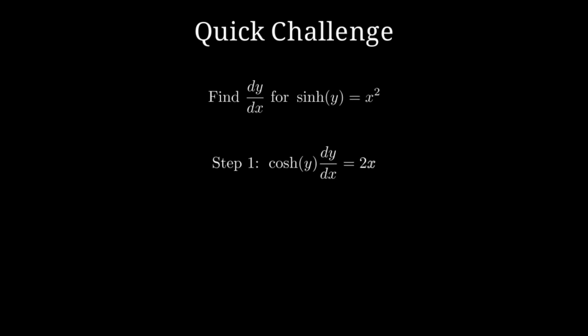Try this: find the derivative of sinh of y equals x squared. Differentiating gives cosh of y times dy/dx equals 2x. Solving for dy/dx, we get 2x divided by cosh of y.